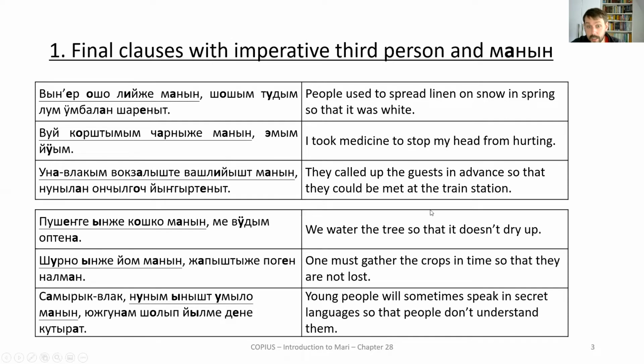And this works in negation as well. So for example, here, me vudem optena, we poured water. Why did we pour water? Pushenge inje koshko mannen. So say mannen saying which then means so that pushenge, the tree, inje koshko, so that it wouldn't dry up. So on its own, pushenge inje koshko would just mean may the tree not dry up, the tree should not dry up. But as soon as we put mannen and then something afterwards, it's saying that we're doing that thing in order for that to happen.